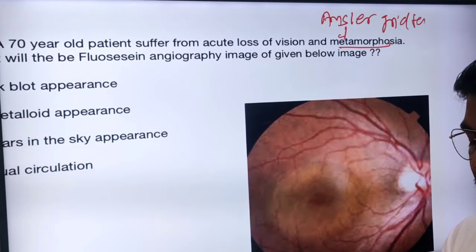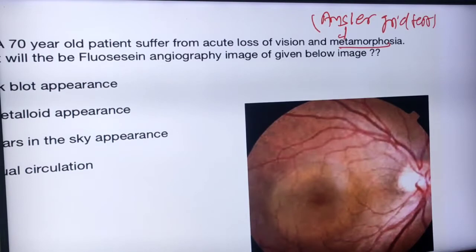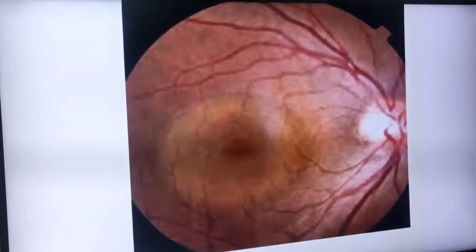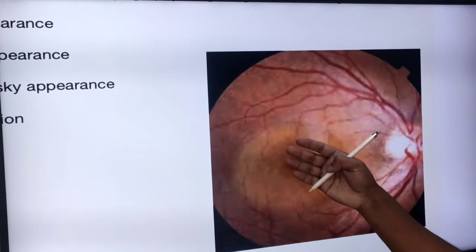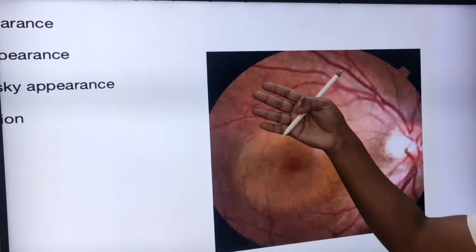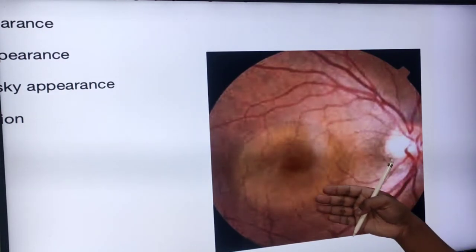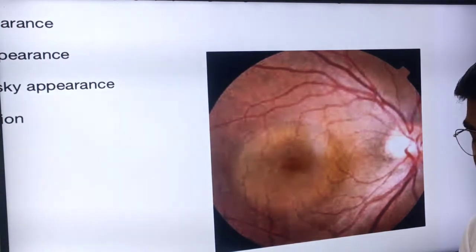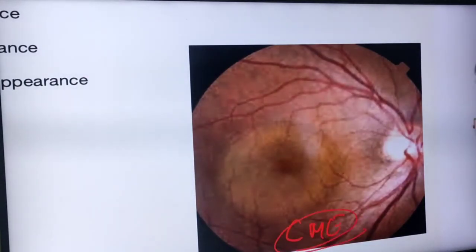Amsler grid test. Beside this, the fluorescein angiography image of this photo will give what type of pattern? Can you see this fundus? Can you appreciate something unusual here in the macular area? This is not as pink as the rest of this. It means there is something below the retina, that is fluid. So this is CME, cystoid macular edema.